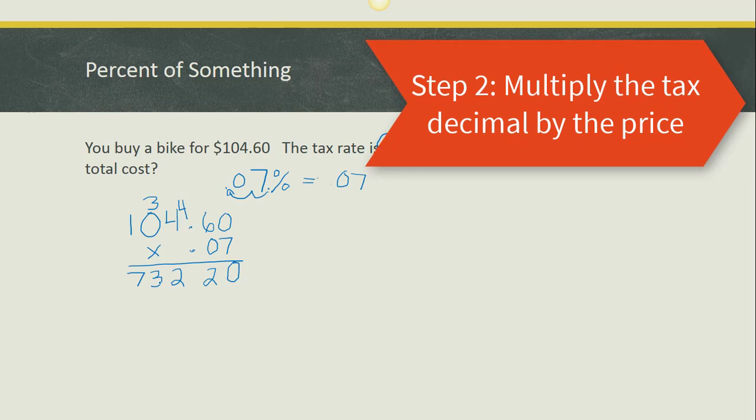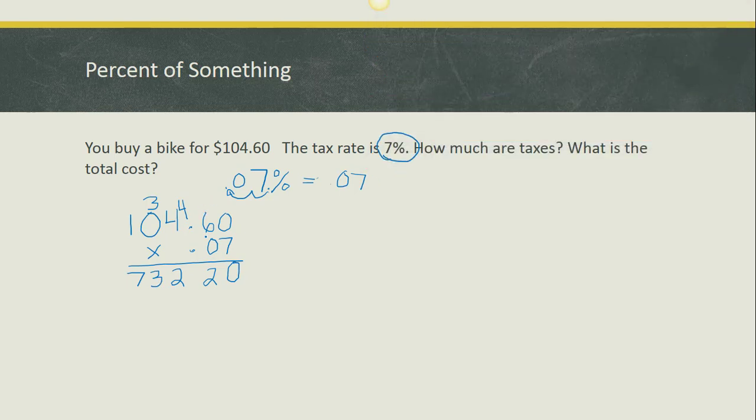Now I have to count the decimals that are in my problem. So I had 1, 2, 3, 4 decimal spaces in my problem, so I need 1, 2, 3, 4 decimal places in my answer as well. So my taxes are $7.32.